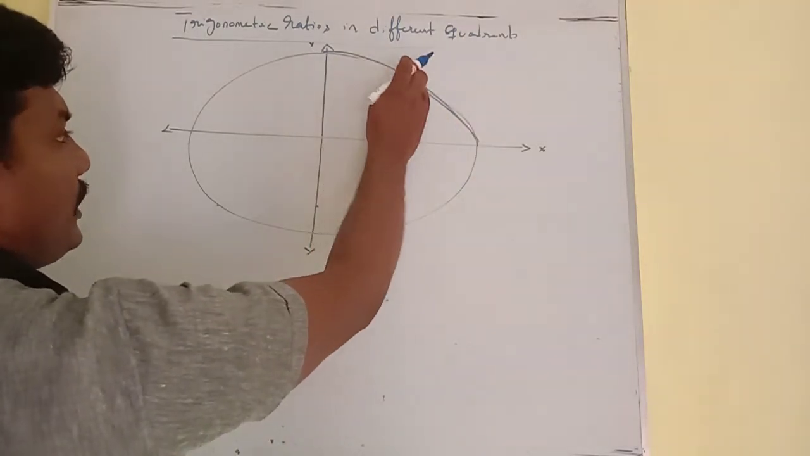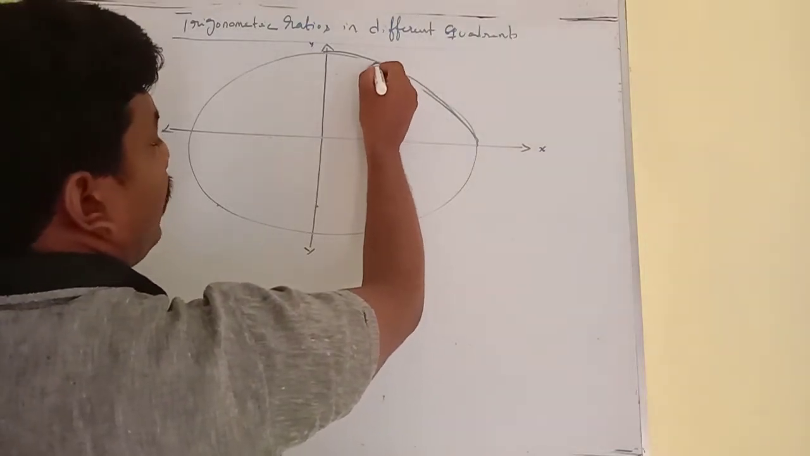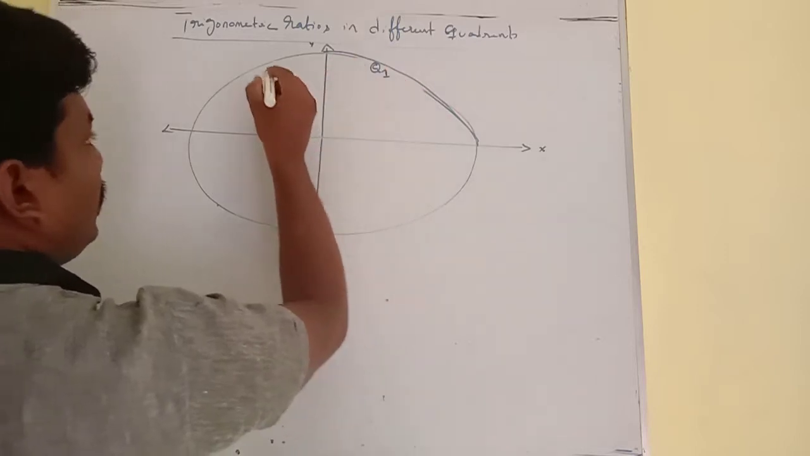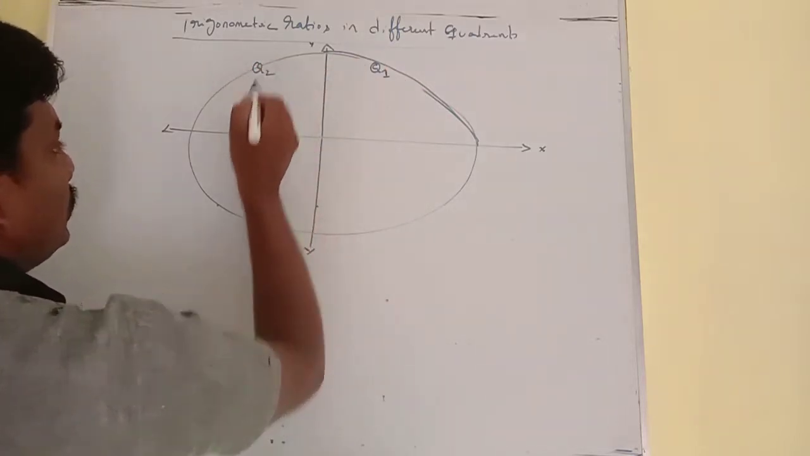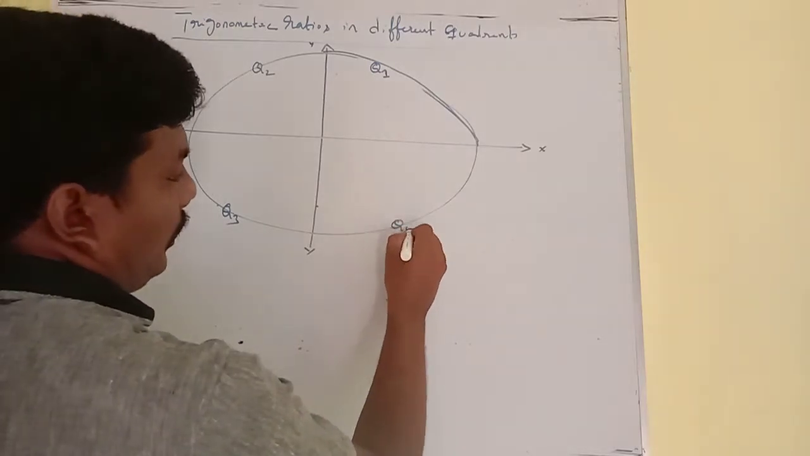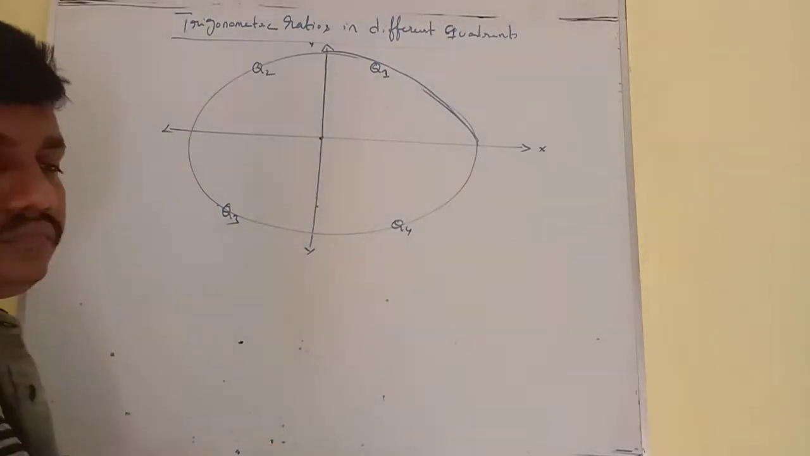Each portion is called a quadrant. This is called the first quadrant, Q1. This is called quadrant 2, this is quadrant 3, and this is quadrant 4. The origin is (0, 0).